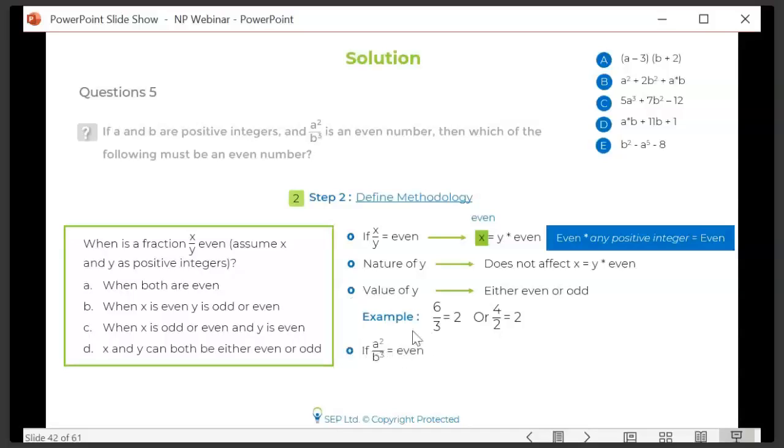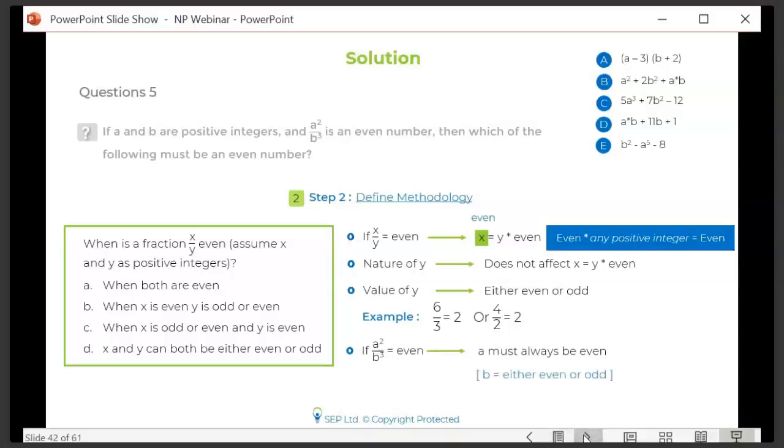You can see that this is also a fraction, and I know a and b are integers, so I don't need to worry about a square b cube. All I can say is it's a fraction which is even, so that means the numerator, which is a square, is even, which means a is even. As far as b cube is concerned, compare it with y. Y was what? It was even or odd. So you can infer that b can be either even or odd.